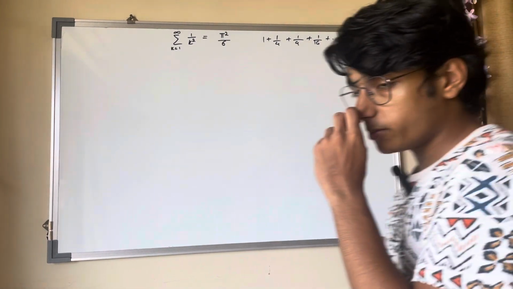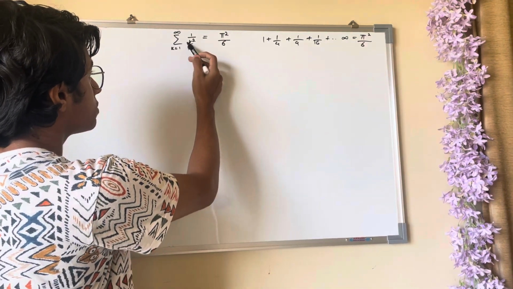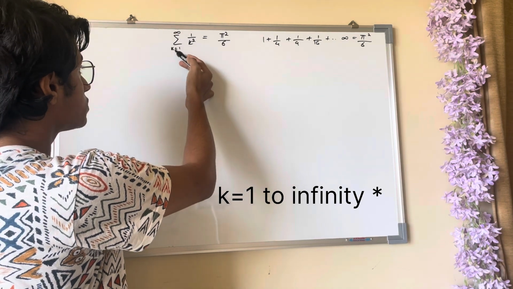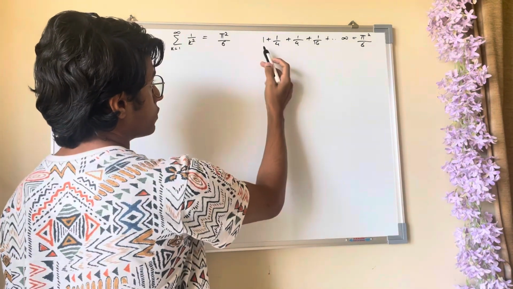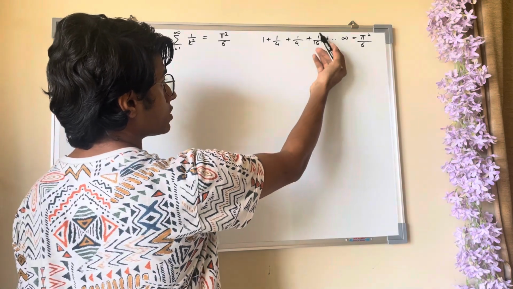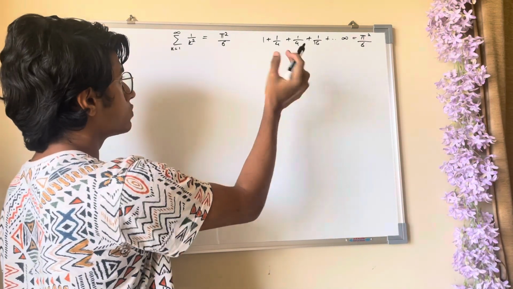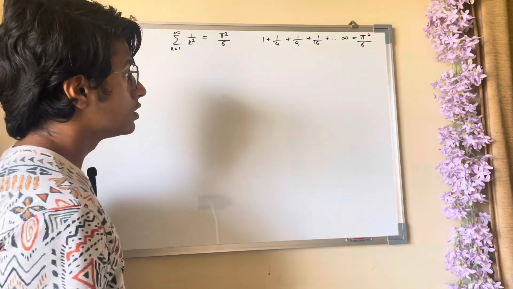Today's video will be a proof of this equation, that is the sum of 1 by k squared, as k goes from 1 to infinity, which can be simplified as this: 1 plus 1 by 4 plus 1 by 9 plus 1 by 16. So the denominators are the squares of natural numbers ranging from 1 to infinity.